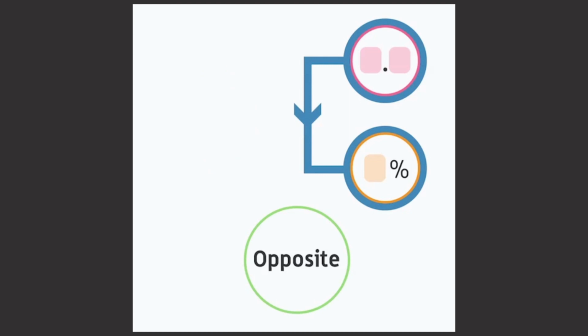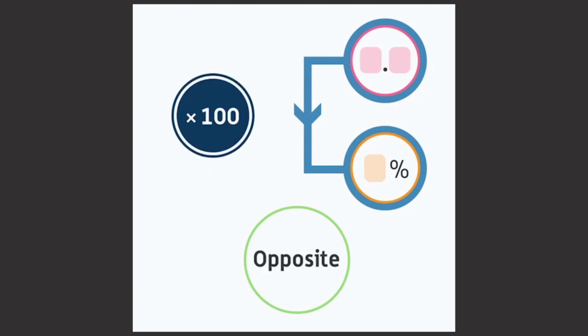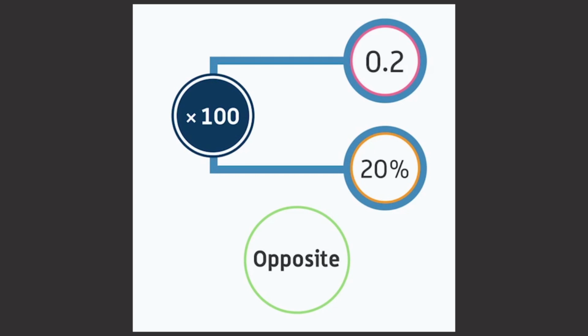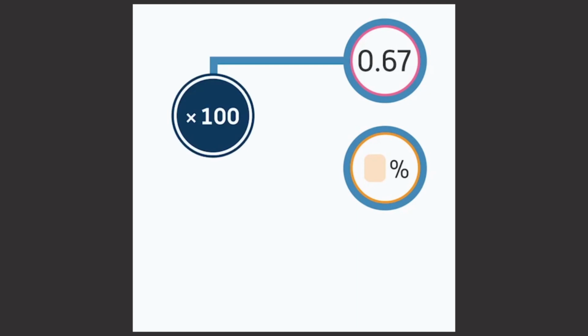The opposite applies when you want to turn a decimal into a percentage. To convert a decimal to a percentage, all you have to do is multiply by 100. To convert 0.2 into a percentage, you multiply it by 100, which gives 20%. Similarly, to convert 0.67 into a percentage, multiply it by 100, which gives 67%.